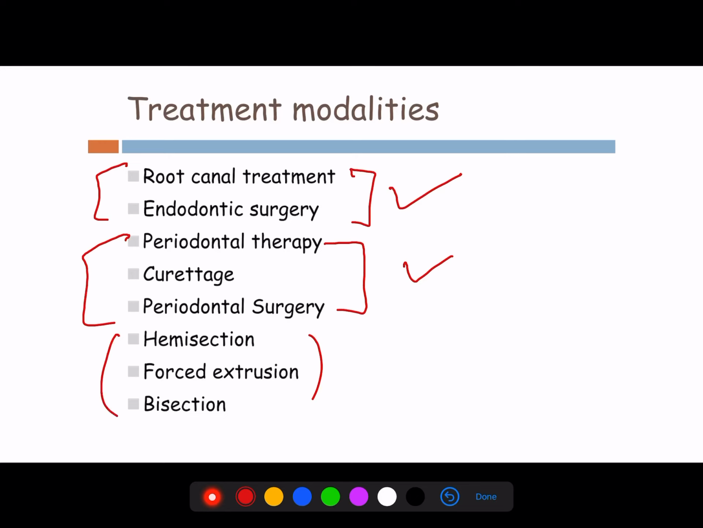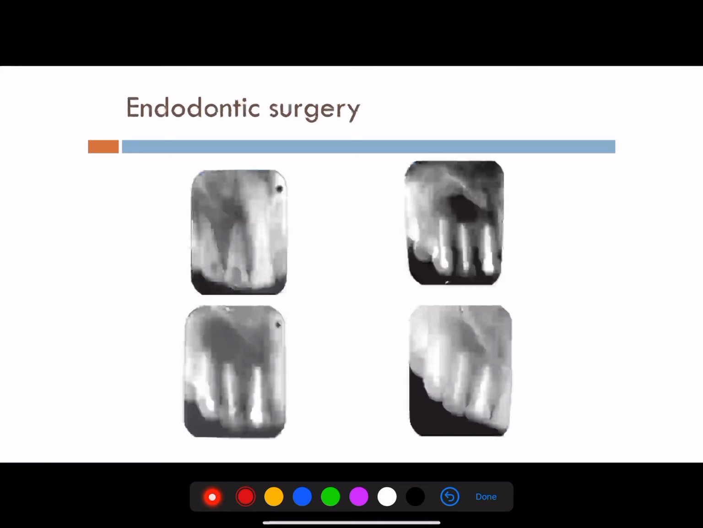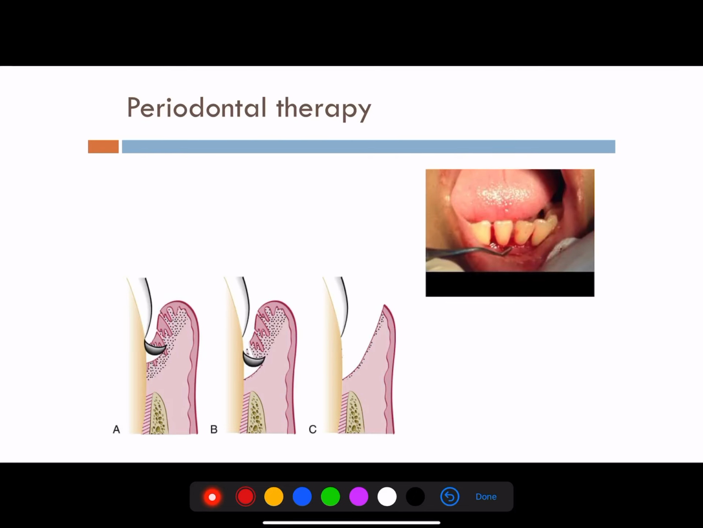I'm just going to post the photographs. You can just check them. So this is an endodontic surgery which is done here. You can see a big periapical lesion with lots of bone loss. The endodontic lesion was treated with periapical surgery. Of course, whenever you have only periodontal problems, you have to do deep scaling or root planing.